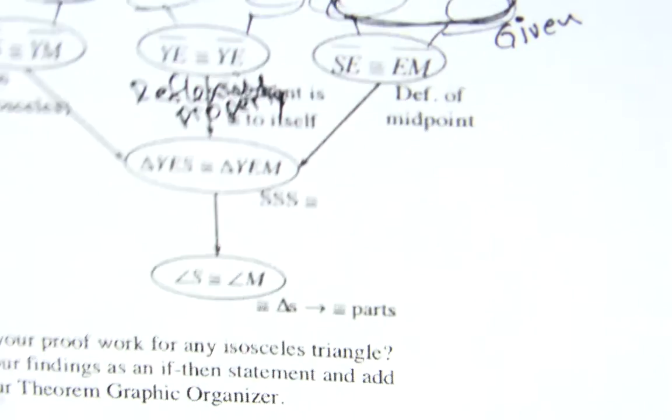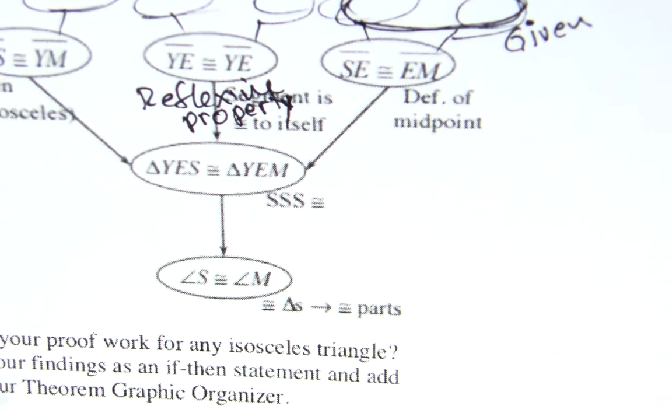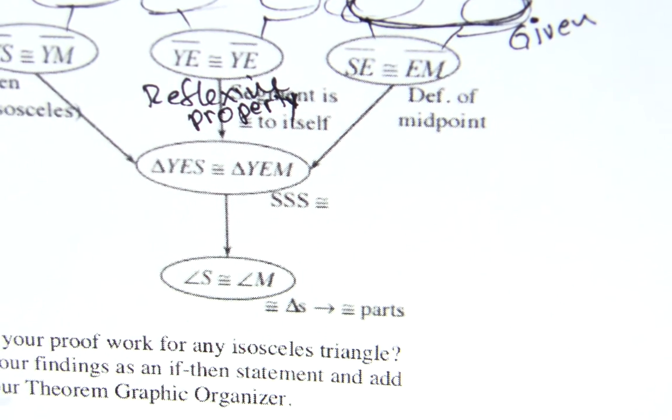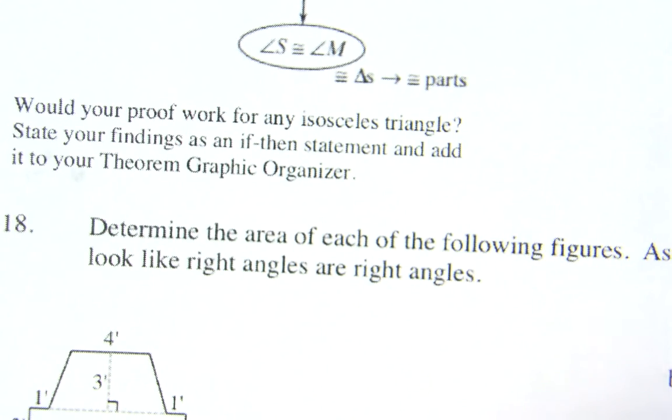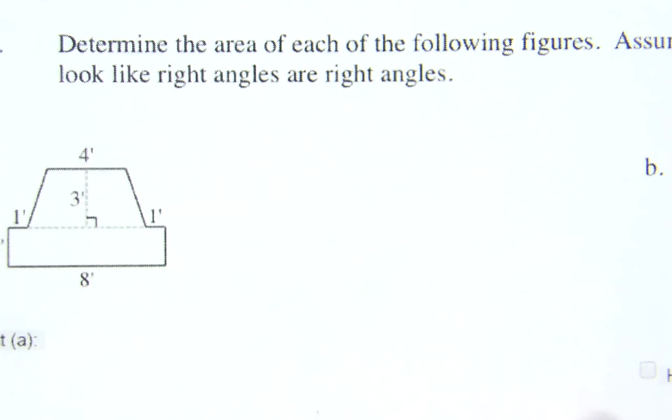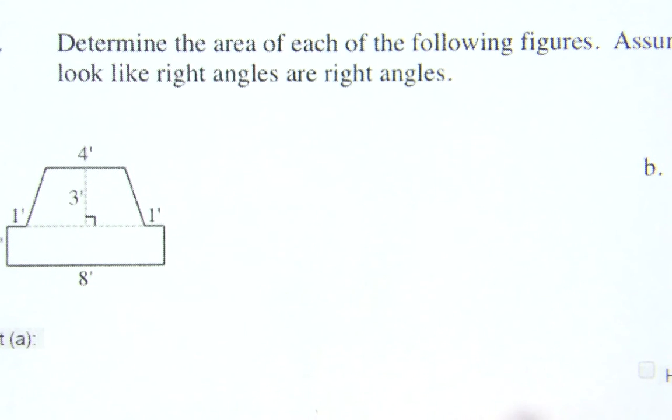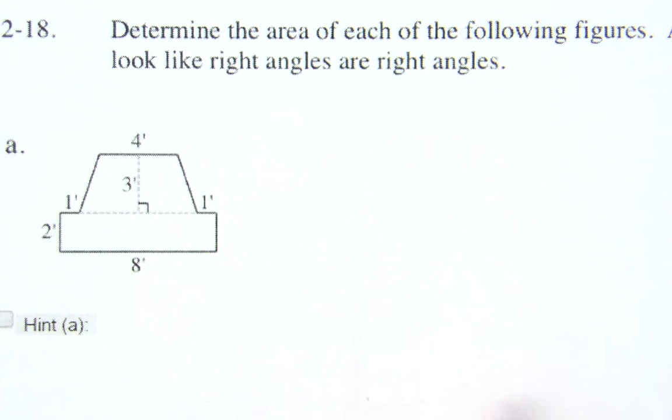Okay, we're going to add this theorem to our graphic organizer when we get to school, but we'll leave that for right now. So, next one, determine the area of the following figures. Assume that all angles that look like right angles are right angles. Okay, well, that helps. That actually helps a lot.